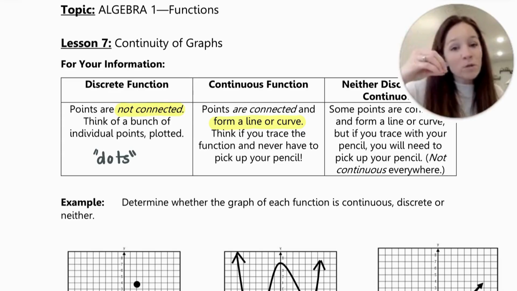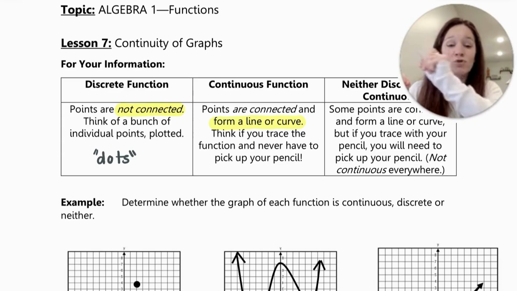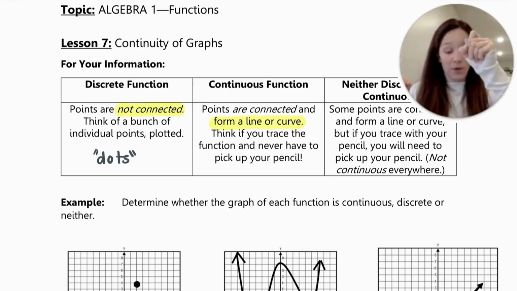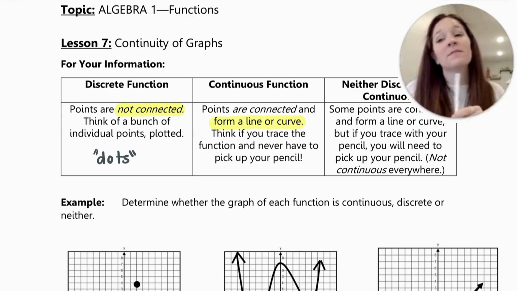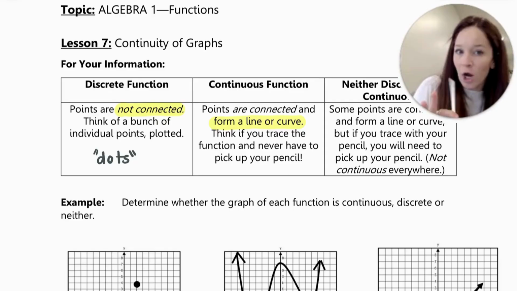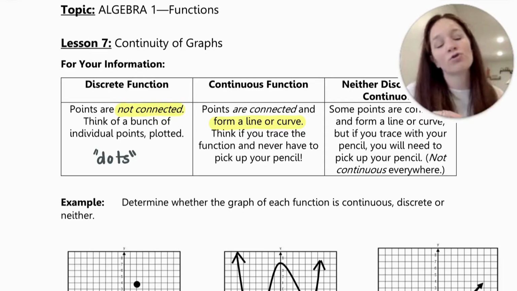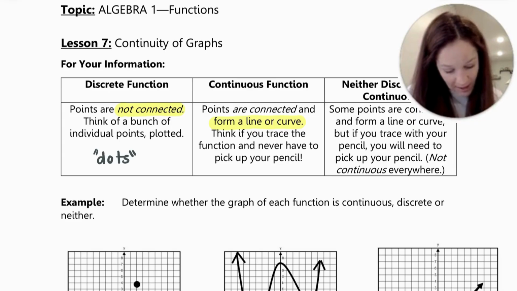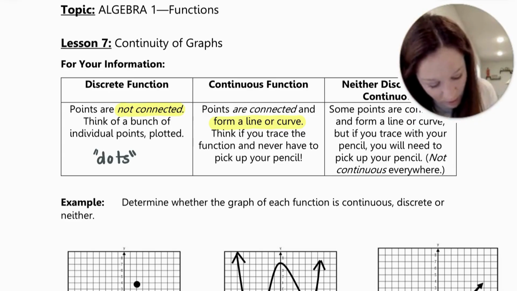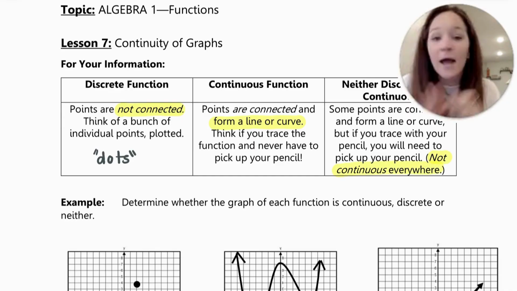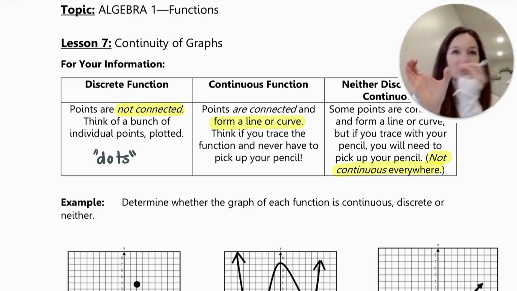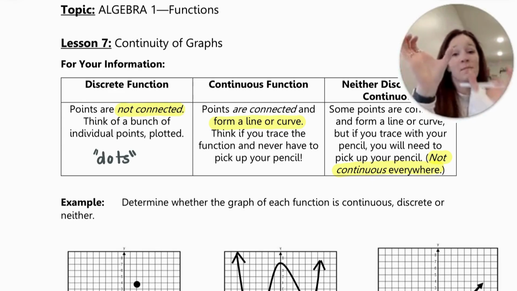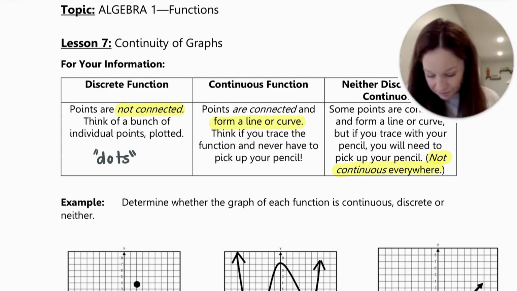Or if you have multiple lines, but in order to trace them, you trace a little piece and then you have to pick up your pencil, that would be neither, right? If I have to pick up my pencil to get through all of the chunks of the graph, and it's not individual points, it would be neither, okay? A good way to think of it is it's not continuous everywhere. It might be continuous here, it might be continuous here, but it's not continuous in the middle. Or it might be discrete here, and continuous here, but it's not all or nothing. So it has that combination.